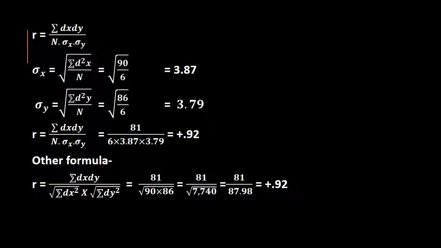And the other formula we concluded earlier was sigma dx dy divided by the square root of sigma dx square into the square root of sigma dy square, that is equal to 81 divided by the square root of 90 into 86, that is equal to 81 divided by the square root of 7740, that is equal to 81 divided by 87.98, and your answer will be again plus 0.92. That means you have got a positive correlation between the variables.